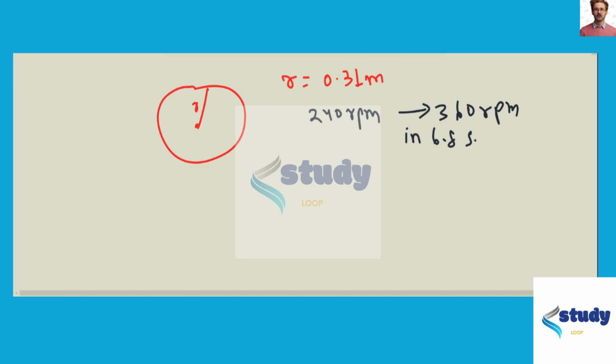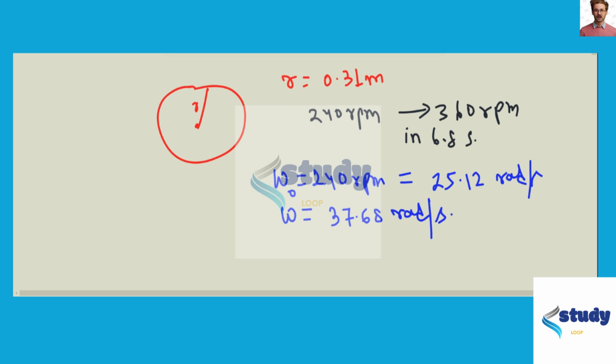So here we observe that the initial angular velocity is 240 rotations per minute. So we convert this into radians per second by multiplying 240 with 2 pi and dividing it by 60 to get it in seconds. This gives us 25.12 radians per second. And similarly, we can figure out the final angular velocity by multiplying 360 with 2 pi and dividing it by 60. We get 37.68 radians per second, and the time is given to us as 6.8 seconds.